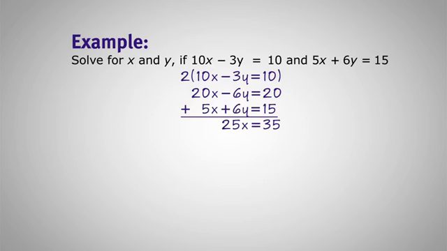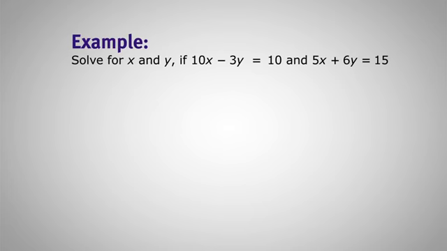Right now, we have reduced our system of equations to one equation with only one variable. So we can move ahead and solve by isolating x. Divide both sides of the equation by 25, which gives us x is equal to 35 over 25, which reduces to 7 over 5. Now that we have a numerical solution for x, we can plug that value into either of our equations in order to get a numerical solution for y.